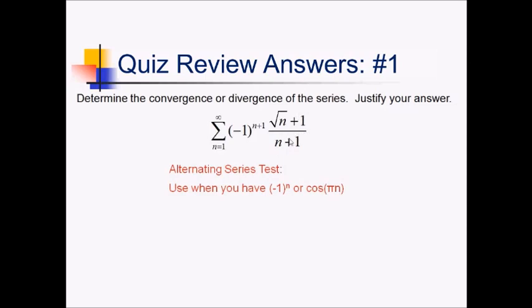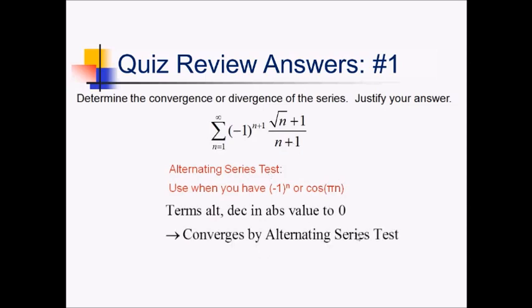So we see if we do that here that we have a bottom-heavy function that will be going to 0 as n approaches infinity. So we can say on this one then, and this is what you actually have to write out, the terms are alternating and decreasing in absolute value to 0. Therefore, this series converges by the alternating series test.